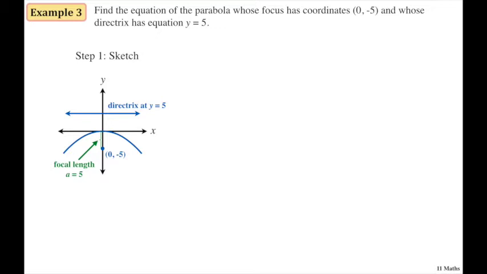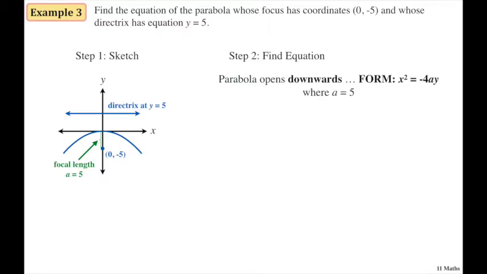But it opens downwards. Now we know parabolas that open downwards have the form x squared equals minus 4ay. Let's plug our value of a into that formula. So x squared equals minus 4ay becomes x squared equals minus 4 times 5 times y, which is x squared equals minus 20y. So that's the equation of our parabola.